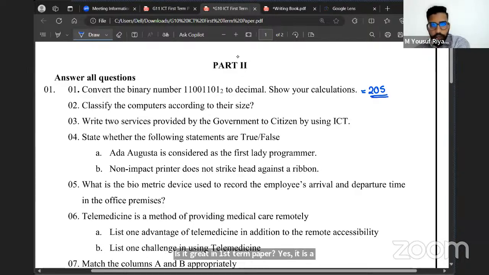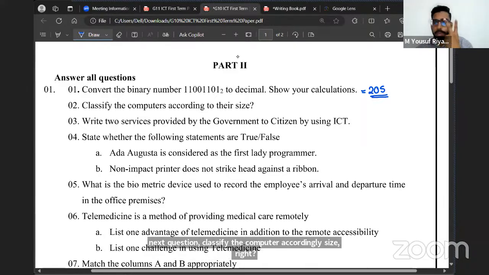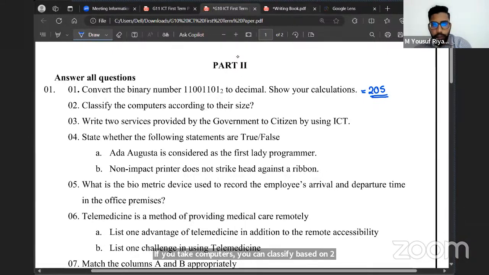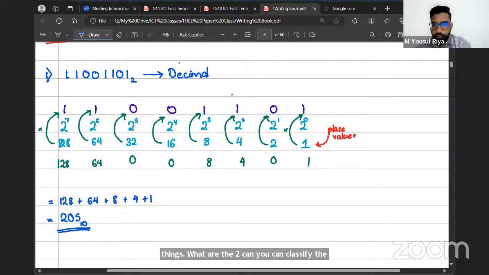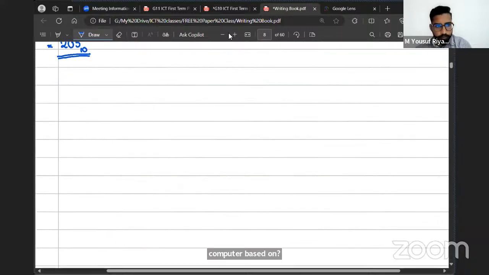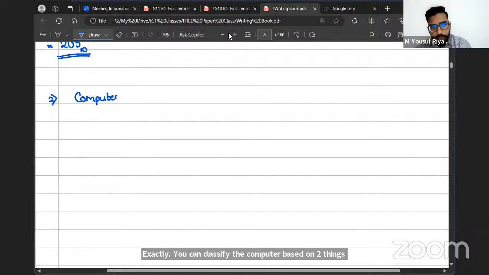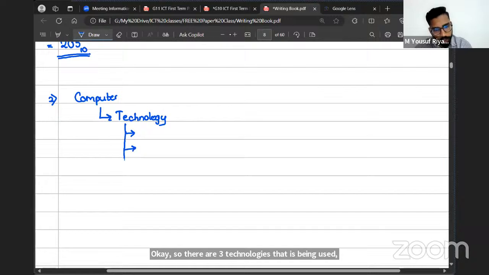Correct. The next question. Classify the computer according to the size, right? If you take computers, you can classify based on two things. What are the two categories you can classify the computer based on? Exactly. One category is, let me draw like this, based on the technology used. There are three technologies being used, one, two, three. The other one is based on the size.